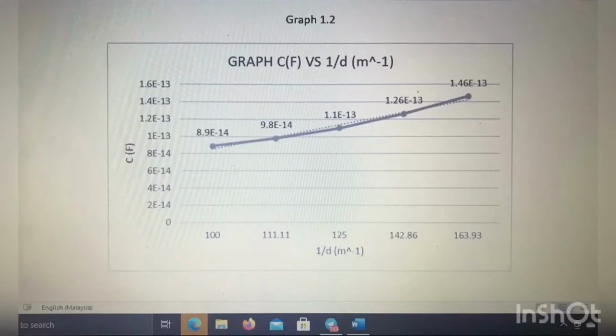The graph that we express for this part of the experiment is the relationship between the capacitance and the reciprocal of the separation between the plates. This graph is also directly proportional, where the capacitance increases as the reciprocal of the separation between the plates increases.